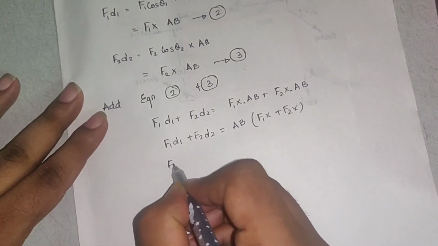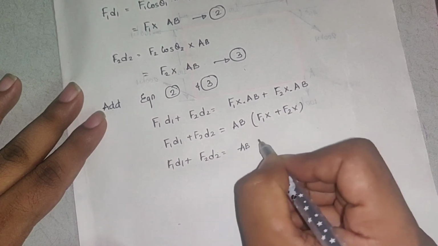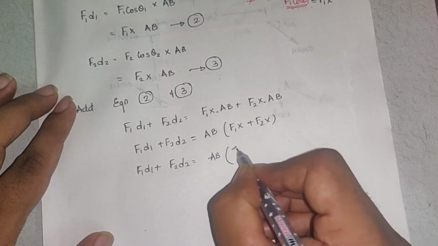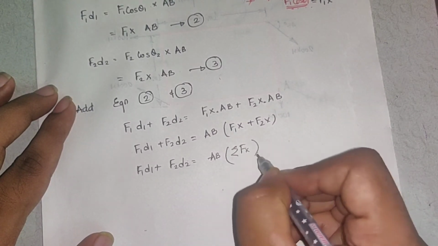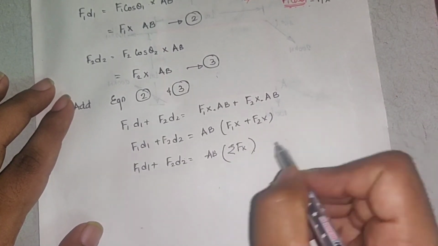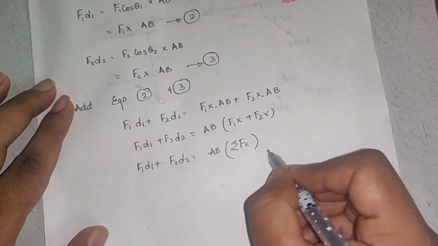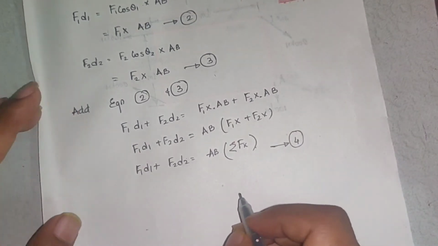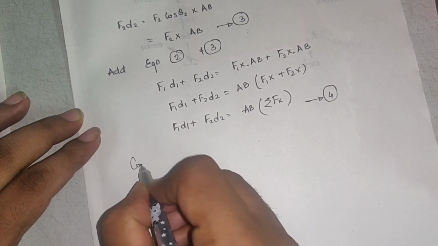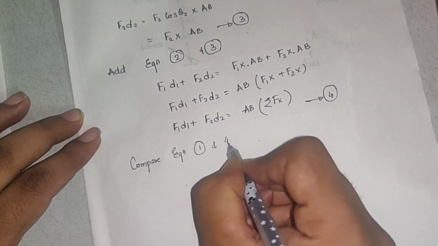Now F1 D1 plus F2 D2 is equal to AB into F1X plus F2X. Can I write this as the summation of forces in the X direction: F1X, F2X, F3X, F4X and so on? Can I write all the forces, the sum of forces in X direction? So that will be summation Fx. I'll write this as equation 4. Now I'll compare equations 1 and 4.